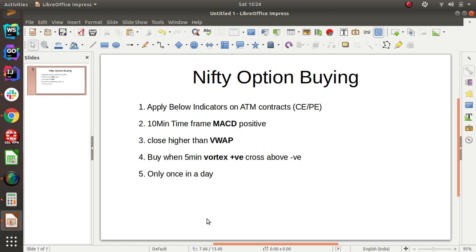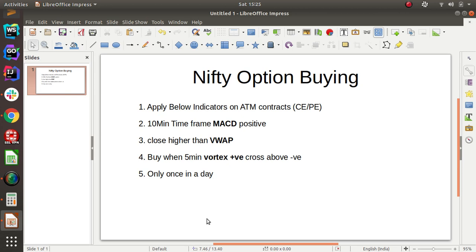Okay. So for this option buying strategy, we need to buy at the money contracts, either CE or PE. For this we are going to use three indicators: MACD, volume weighted average price, and Vortex. MACD is on a 10 minutes time frame, and MACD has to show positive. Then the closing candle has to happen above the VWAP. This volume weighted average price will work only on contracts, because it won't work on top of the index, because the index doesn't have any volumes at all.